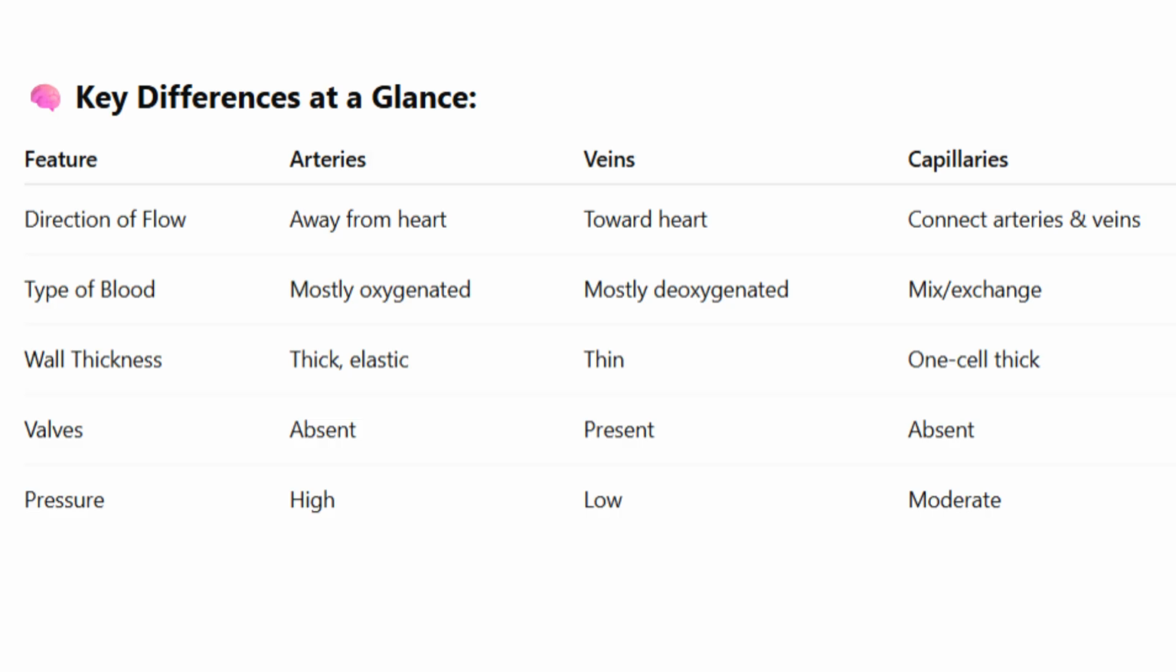5. Pressure. Blood flows in arteries under high pressure. In veins it flows under low pressure. In capillaries the pressure is moderate, just enough for exchange to happen smoothly. So, arteries are strong and fast-flowing, veins return blood slowly with valves, and capillaries are thin exchange bridges between the two. That's the beautifully coordinated system of blood vessels in our body.